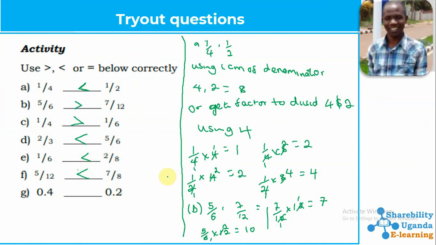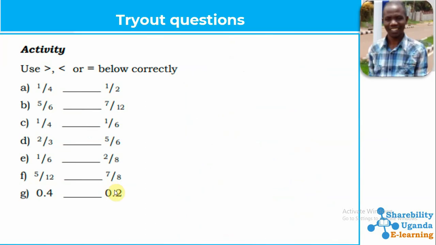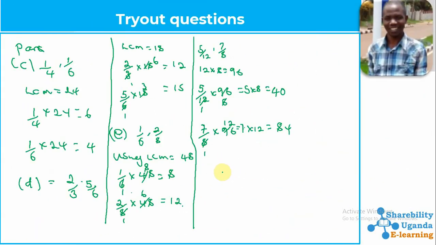So we are now remaining the one which is our 0.04 and 0.2. Okay, this was our part F, and this is going to be our part G, which is 0.4 and 0.2. So let's compare which one is bigger or smaller than another.